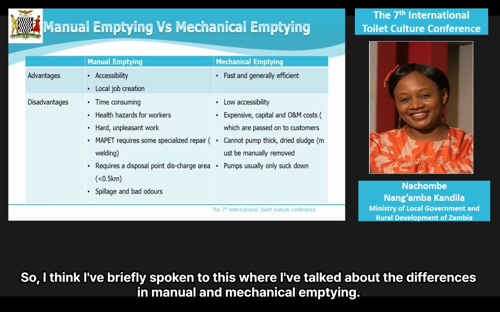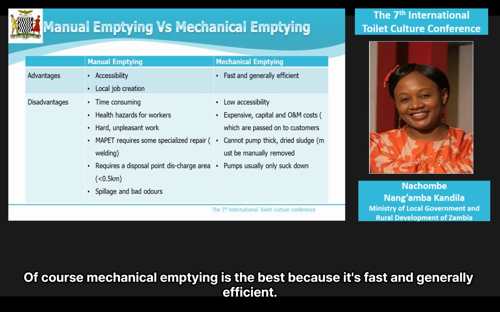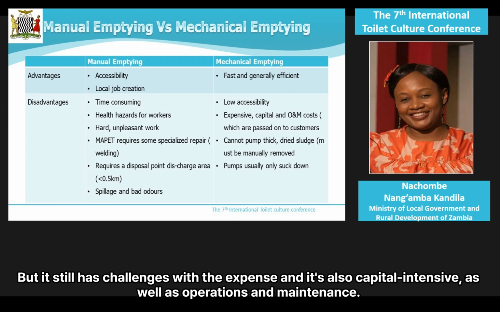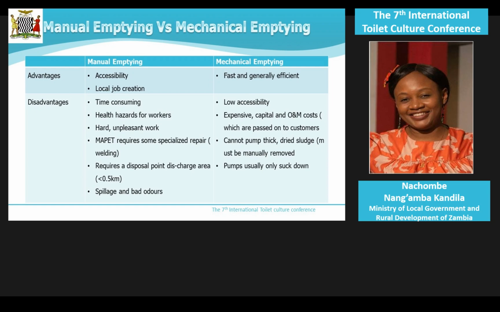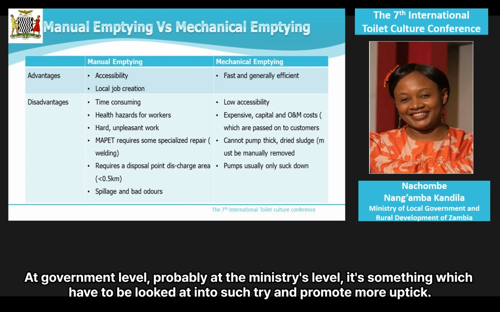So I think I've briefly spoken to the differences in manual and mechanical emptying. Of course, mechanical emptying is the best because it's fast and generally efficient, but it still has challenges with the expense, and it's also capital intensive as well as operations and maintenance. So I think this is something which, at government level, probably at the ministry's level, will have to be looked into so that you try and promote more uptake.